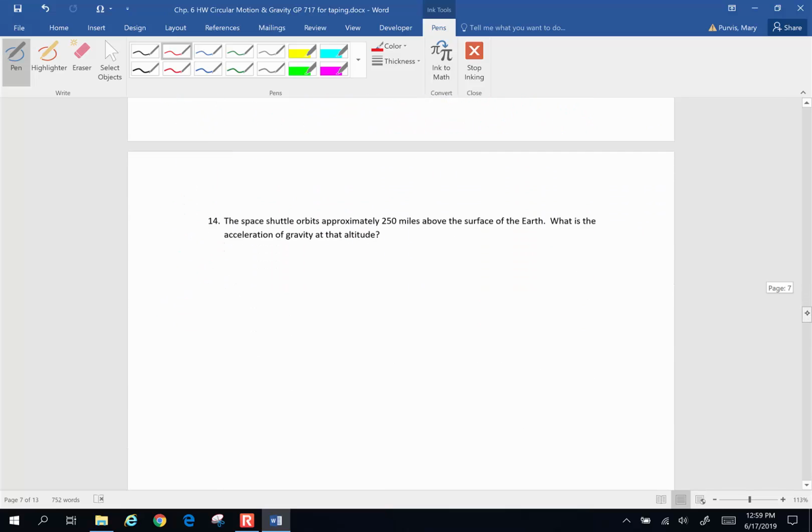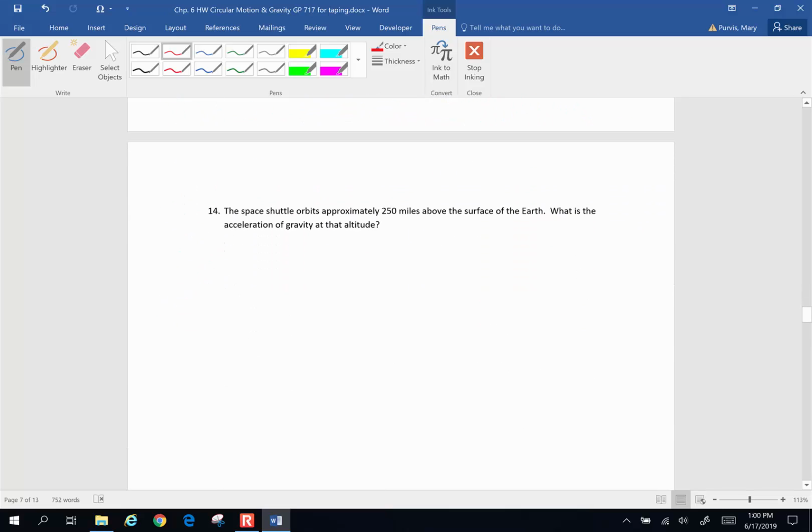Next problem. The space shuttle orbits at approximately 250 miles above the surface of the Earth. I guess we don't have the space shuttle very often anymore. What is the acceleration of gravity at that altitude?